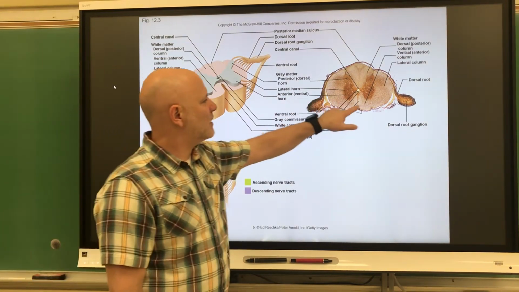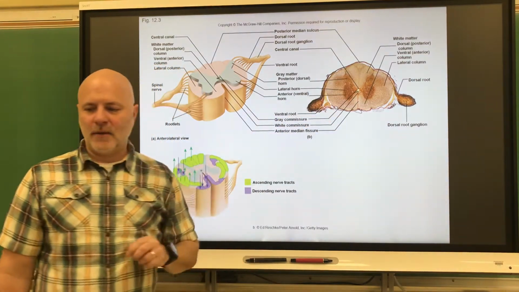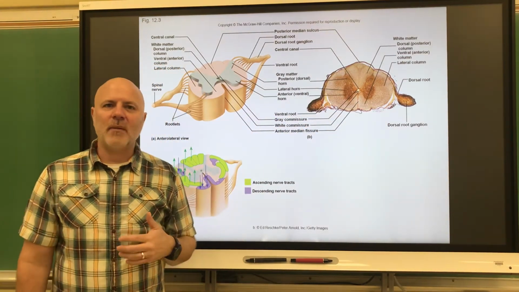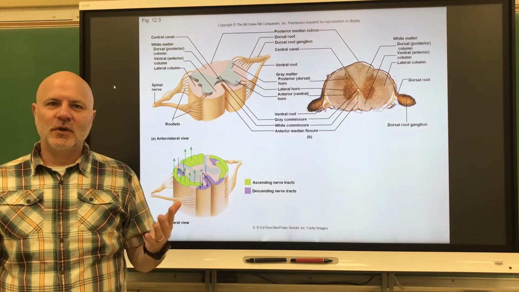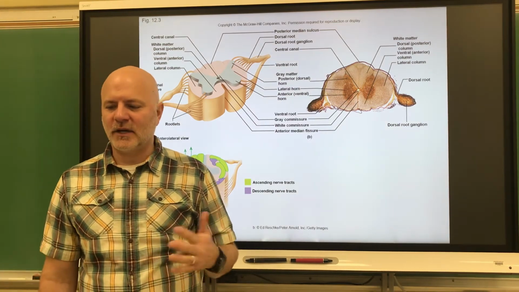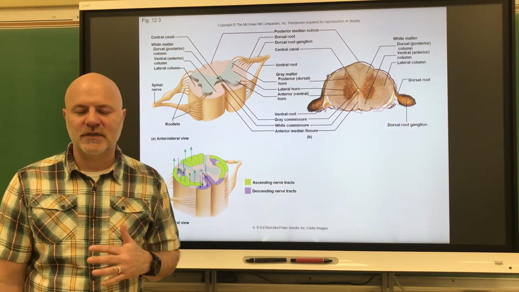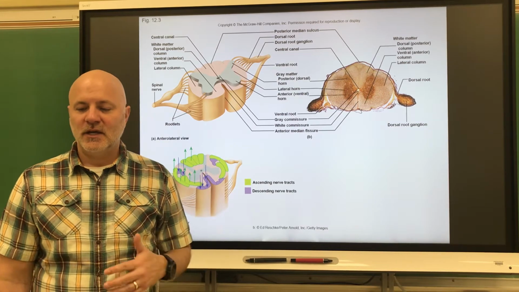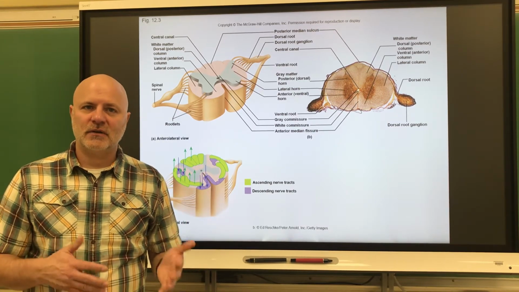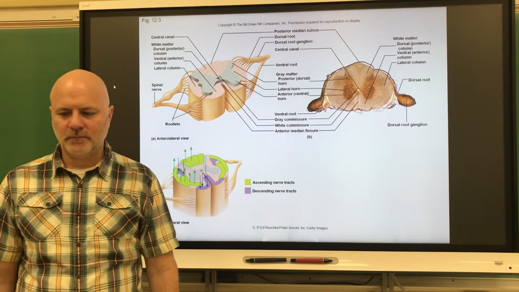Next is white matter. All of this out here is the white matter. In general, white matter has myelin, and so it contains tracts, and tracts are going to carry signals from one part of the central nervous system to another. So this is a site of conduction, where we're sending impulses.